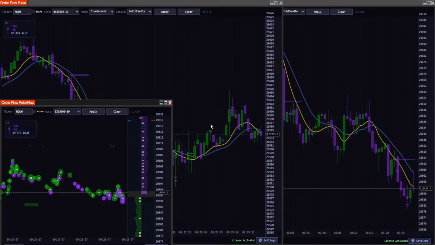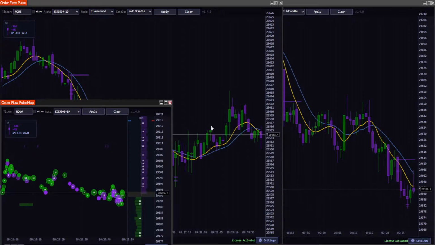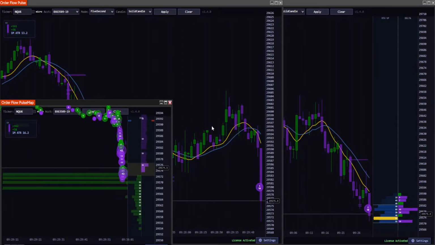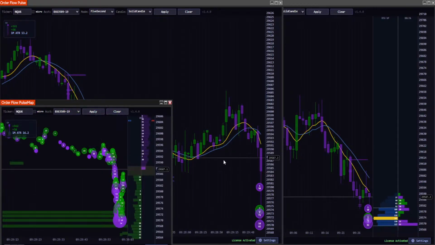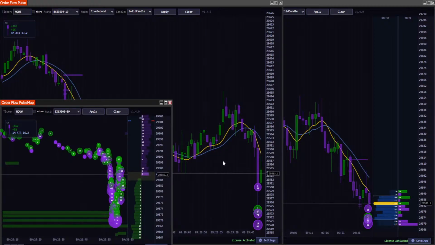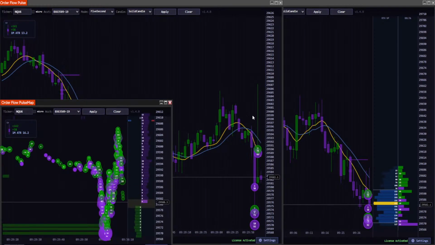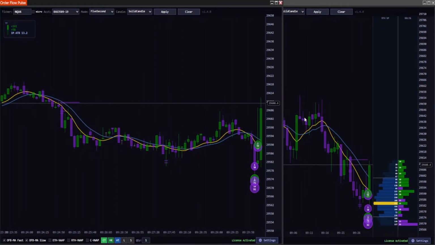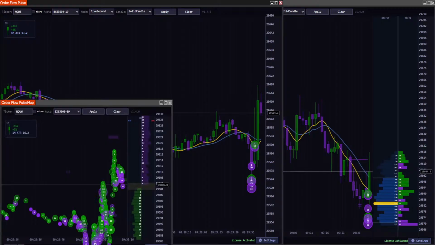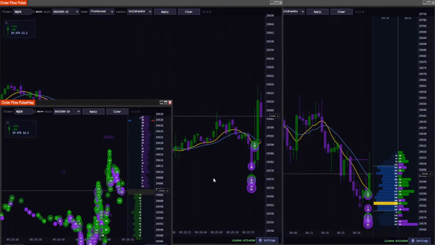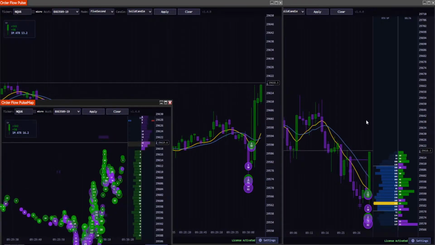Let the market settle down when it opens. There we go, and the gates are open. And look at that. Okay, here we go, folks. Look at that whipsaw. Down, up. I mean, this is going to get nuts, folks. Sit on your hands. Sit on your hands.